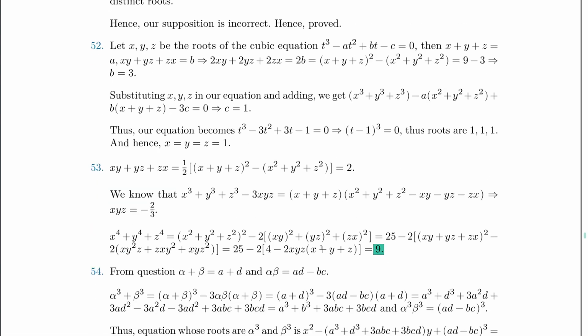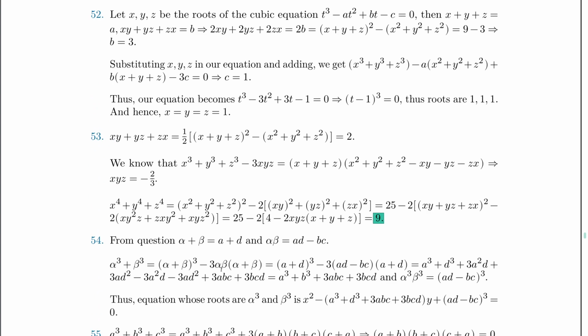So we are given that alpha plus beta is a plus d and alpha beta is ad minus bc. So we compute alpha cube plus beta cube. That would be alpha plus beta whole cube minus 3 alpha beta into alpha plus beta. That is a plus d whole cube minus 3 into ad minus bc into a plus d. And we solve this, we get the value for alpha cube plus beta cube. And alpha cube beta cube is simply ad minus bc whole cube.